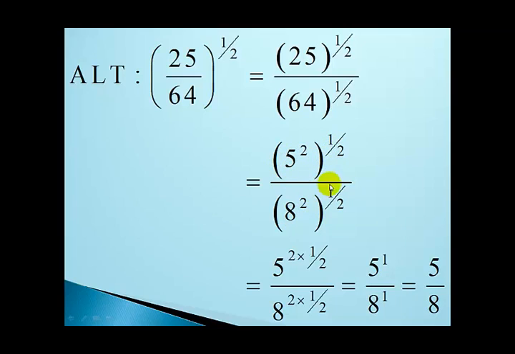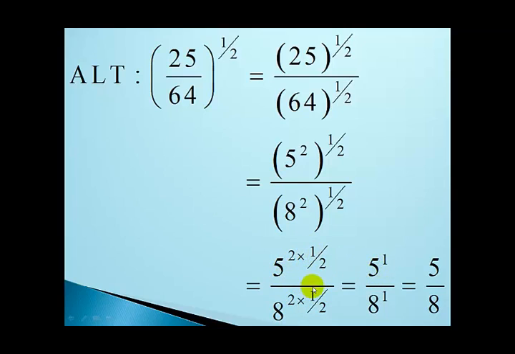All divided by 8 raised to the power 2, into bracket, all exponent half. The exponent in the bracket multiplies the exponent outside the bracket. And so this is equal to 5 raised to the power 2 times half, all divided by 8 raised to the power 2 times half. And now, when the 2 cancels the 2, we are left with 5 raised to the power 1. And that is what is shown here.